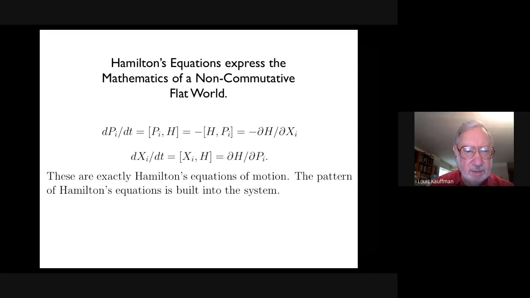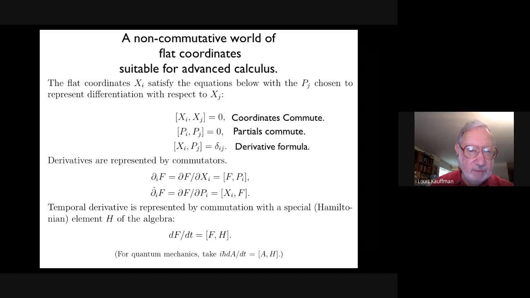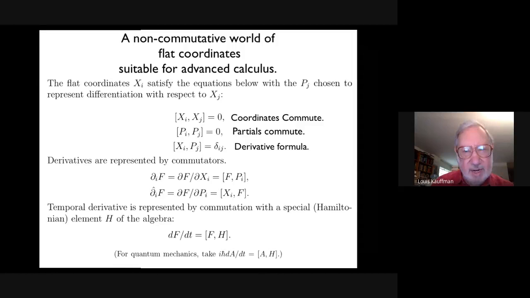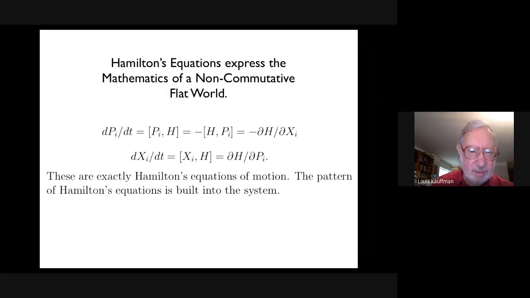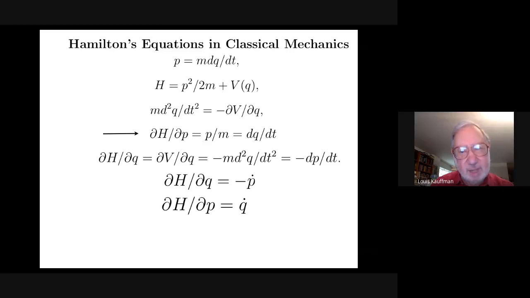So Hamilton's equations are a tautology of setting up a flat non-commutative world, in the sense that all derivatives are represented by commutators. Flat non-commutative world, and you get Hamilton's equations as part of the mathematical structure. Of course, Hamilton interpreted it originally in terms of the physics.